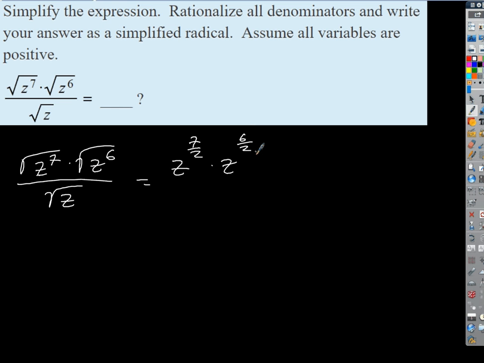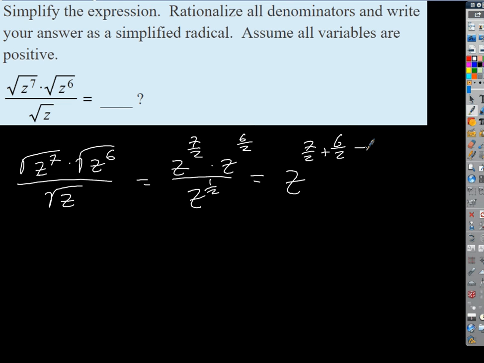I'm going to go ahead and leave it as 6 halves because I'm going to have to be adding these fractions up anyway. And then on the bottom? So what is that as a fraction? 1/2. Okay, so we said that when we multiply like bases, we add exponents. When we divide like bases, we what? Subtract. Okay, so then isn't this just equal to z to the 7 halves plus 6 halves minus 1/2?